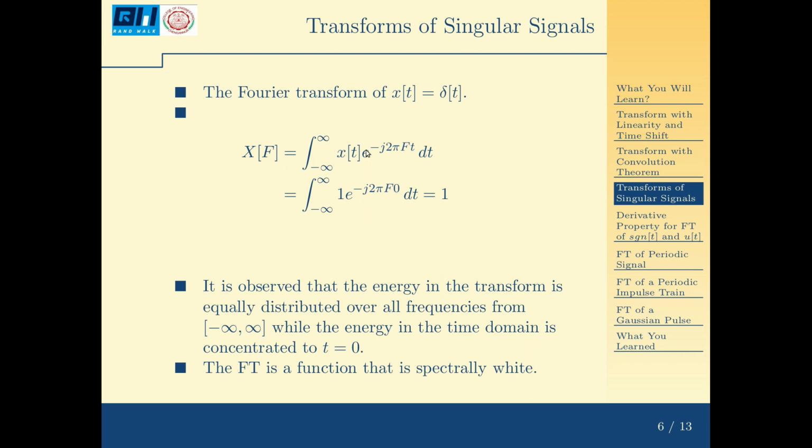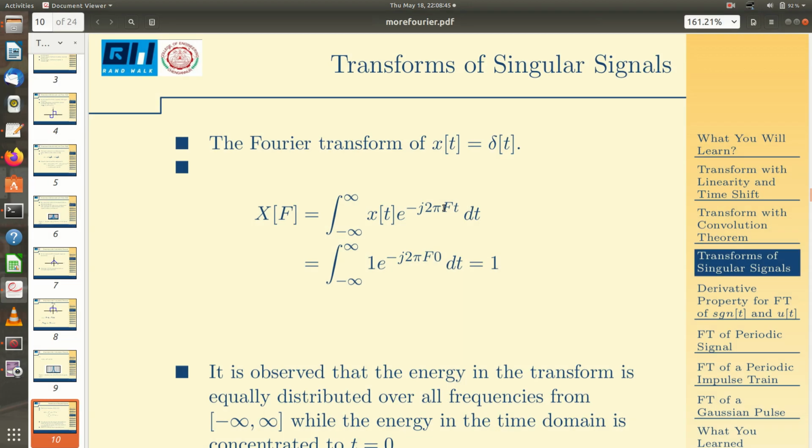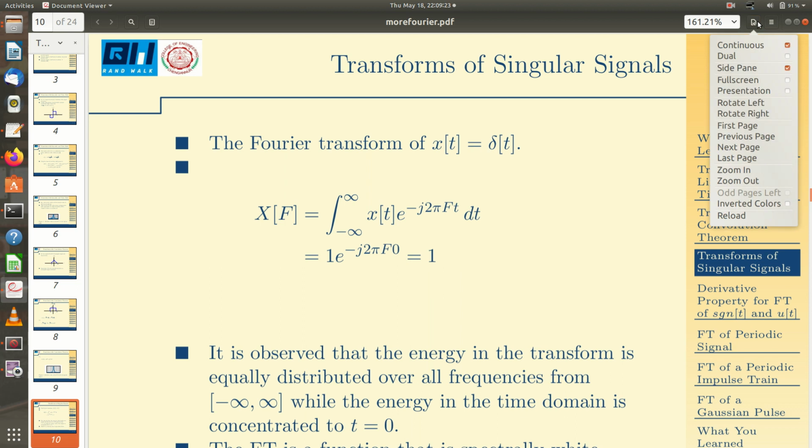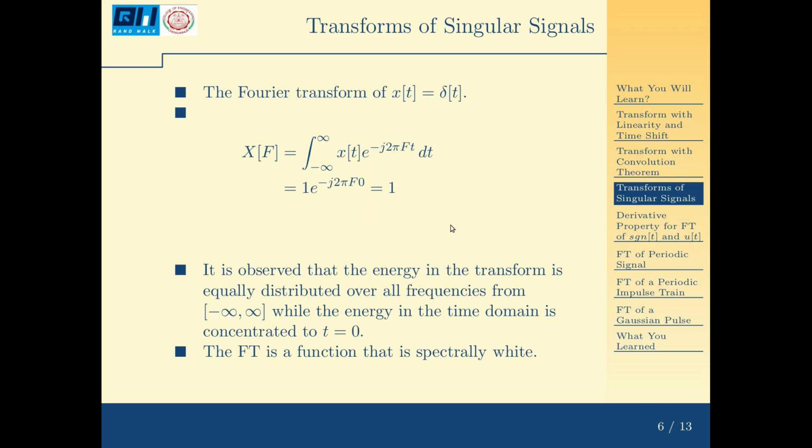Well, the Fourier transform of the delta function is X(f) equal to the integral from minus infinity to infinity of x(t) e raised to minus j 2 pi f t. So this function is 0 everywhere except t equal to 0. At t equal to 0, the value is 1. So it is 1 times e raised to 0 dt, only at t equal to 0. So what happens is, this is 1. x(t) exists only at t equal to 0.